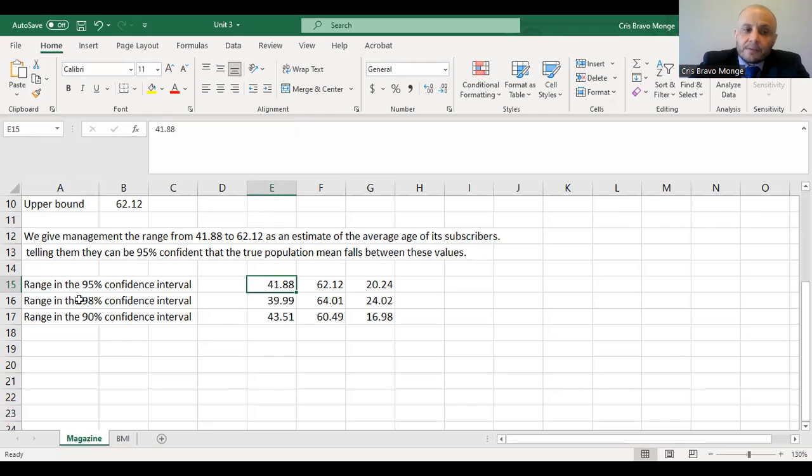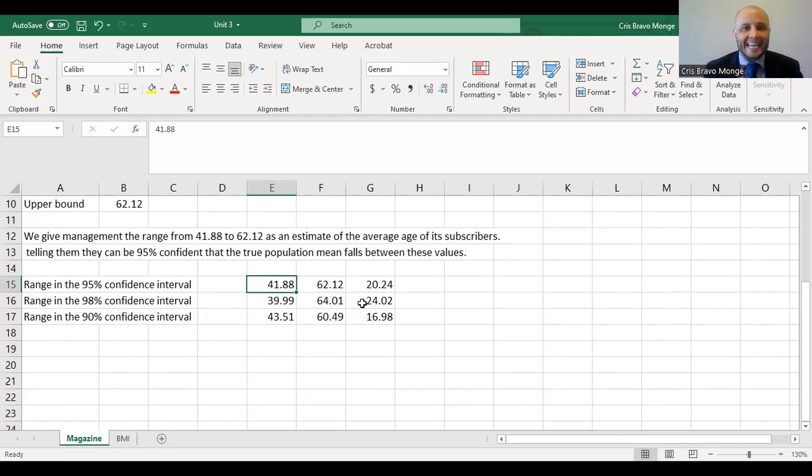When the confidence interval is 98, notice how the range gets wider. Why is that? Because they want to be more sure. They don't want to be 95% confident. They want to be 98% confident. So, for example, if instead of 95% confidence, you ask me for 98, I'm going to throw in a wider range just to make sure that it's included, because you want to be 98% confident.